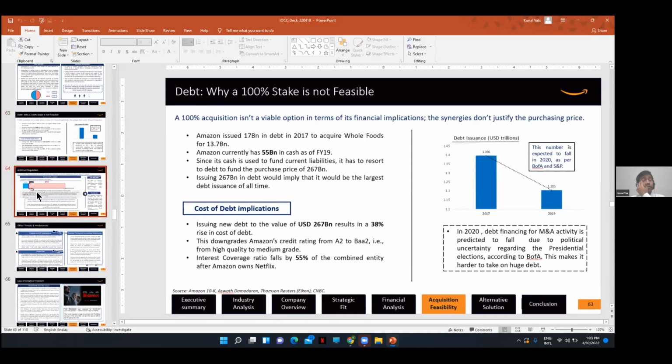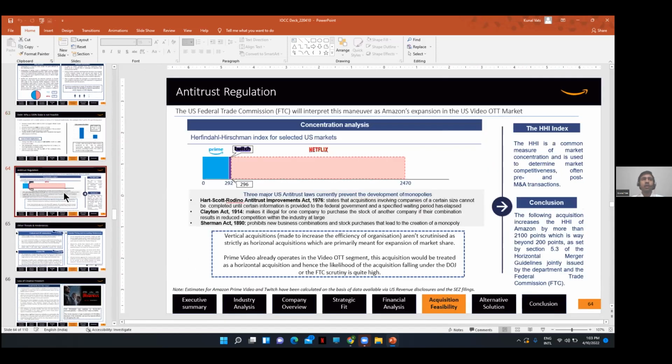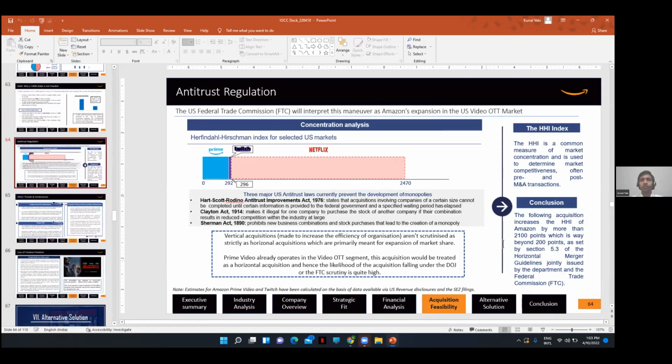Then there would be other threats or other hindrances that we've discussed. One would be antitrust. I'm not going to go into the details here, but this would basically mean what are the kind of issues that come up when two large companies in the same industry combine and how it affects the HH index.